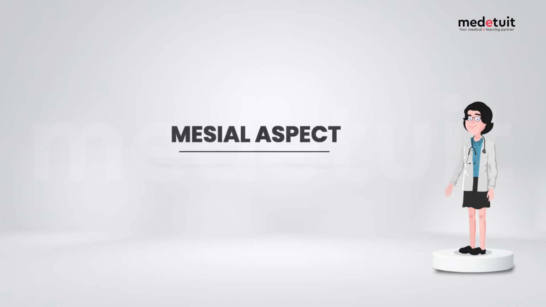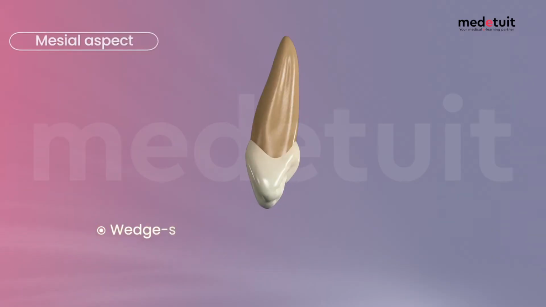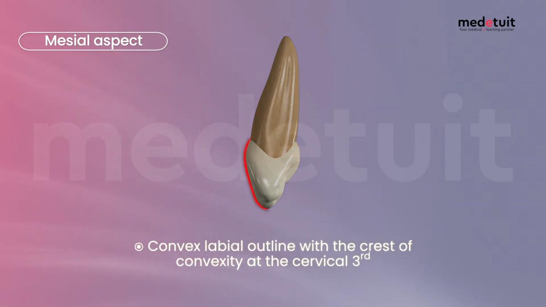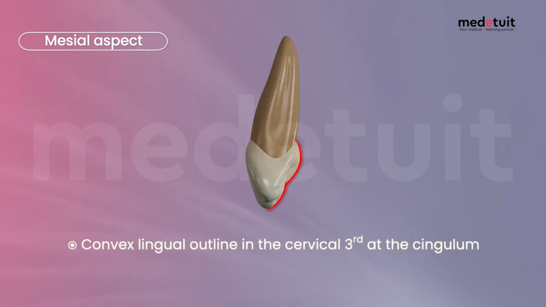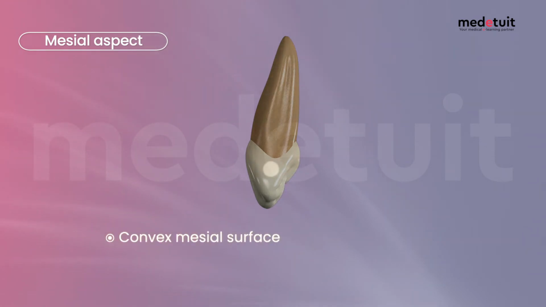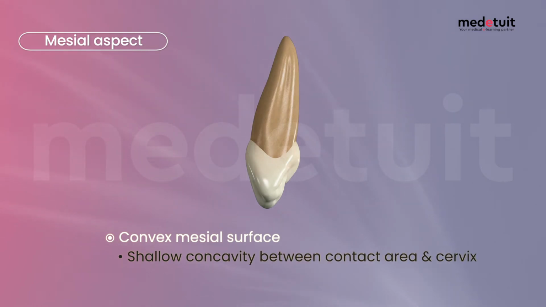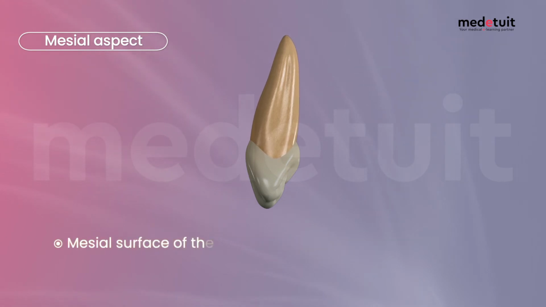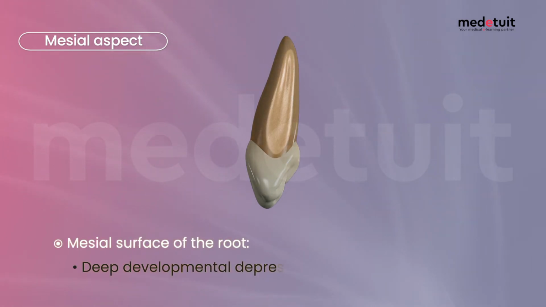The third aspect is the mesial aspect. The crown is wedge-shaped with the base at the cervical third and apex at cusp tip. The labial outline is convex with the crest of convexity at cervical third. The lingual outline is convex in the cervical third at the cingulum where the crest of curvature is located. The mesial surface is convex in all aspects except for a shallow concavity between the contact area and cervix. The root is conical with an apical taper. The mesial surface of the root has a deep developmental depression running cervico-apically.